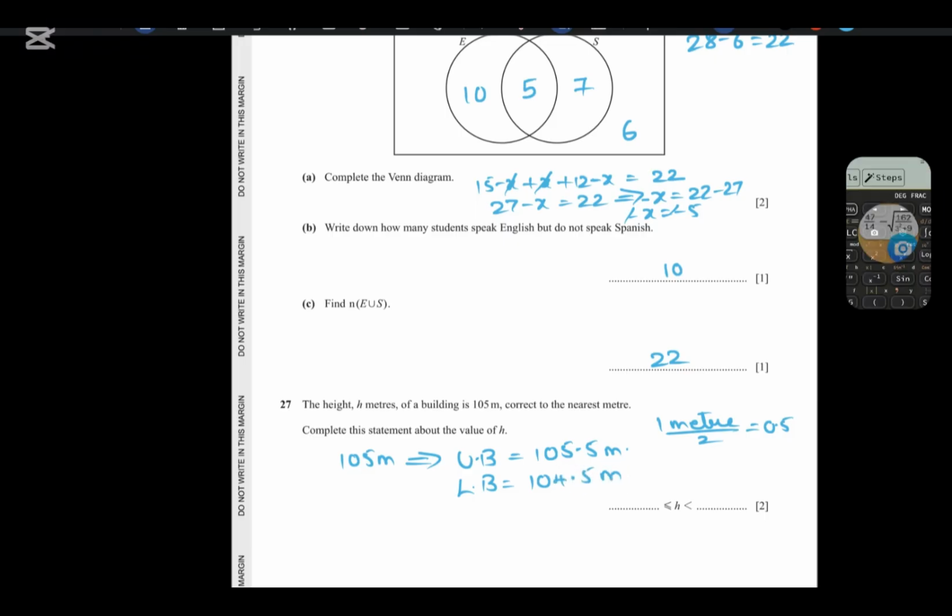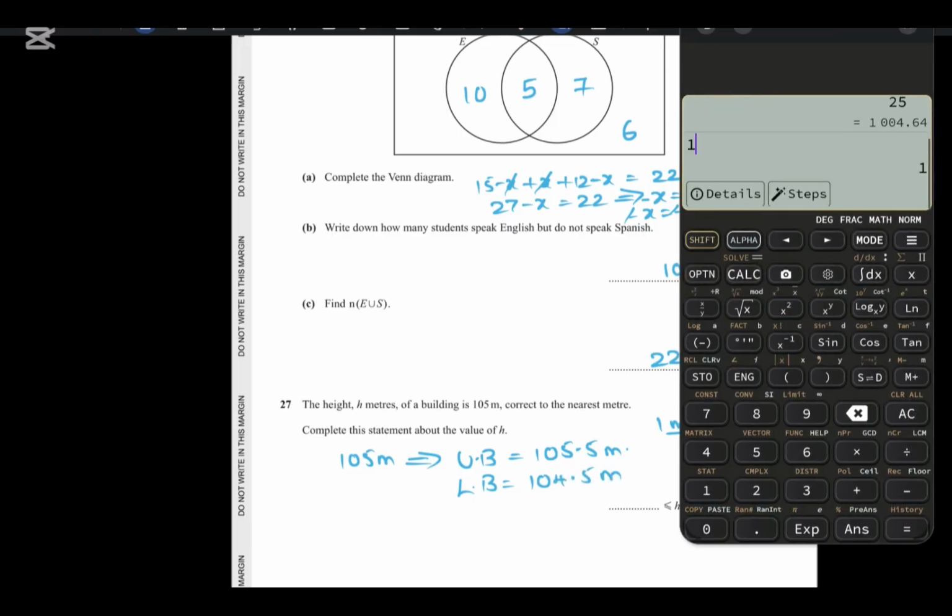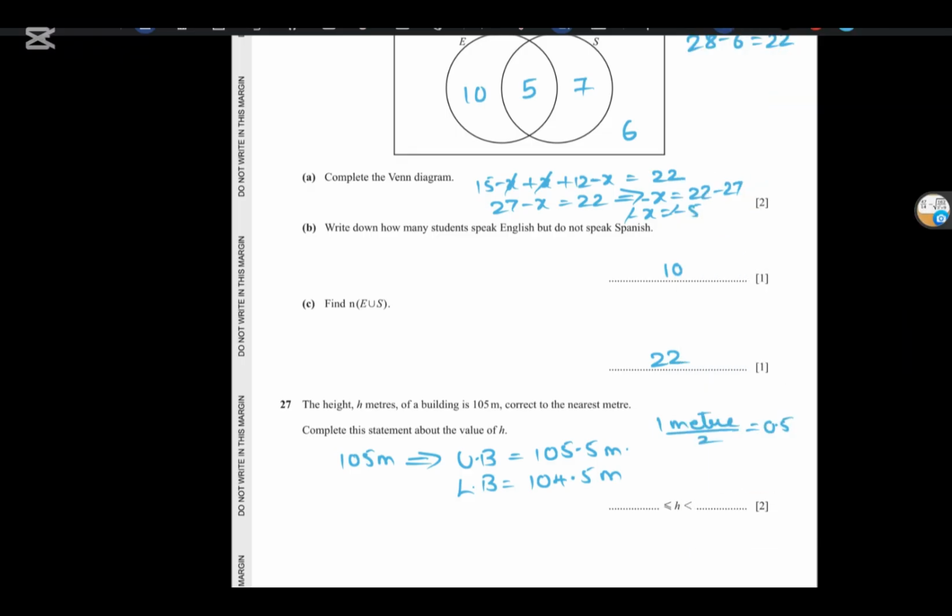If you want, you can do that in calculator. 105 plus 0.5 will be 105.5, and 105 minus 0.5 will be 104.5. So write down that here, 104.5 less than or equal to h less than 105.5. Question number 27 is done.